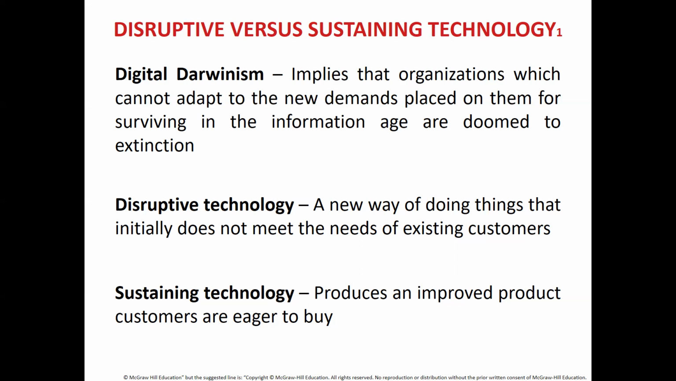Sustaining technology produces an improved product customers are eager to buy. When we talk about sustaining technology, it is about companies improving their products, the competition with other organizations with similar products, and the race for who has the best product. Example, if you look at the current smartphone market, you'll see many companies are producing smartphones. The big companies produce smartphones, and each and every year something new comes up with a little improved feature. These improved features are called sustaining technology. And what does it do? It basically encourages customers to buy that particular product or service.